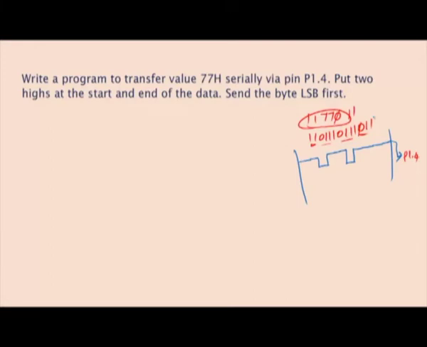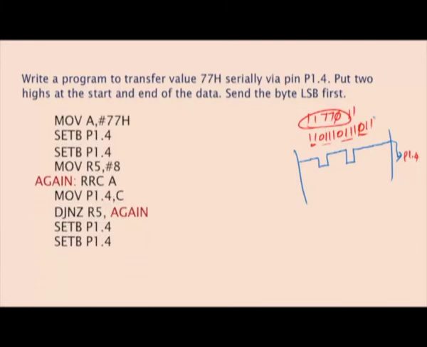So, now we have to think how to write the program. First we have to load the data. So, 77 is moved to the accumulator, right. The first data is loaded in the accumulator, then the 2 start bits should be sent. So, these 2 start bits I will give as SETB P1.4. Then how many bits am I going to transmit? 8 bits, that is why I have given the counter value as 8. Then the given value 77 is moved to the accumulator, right.